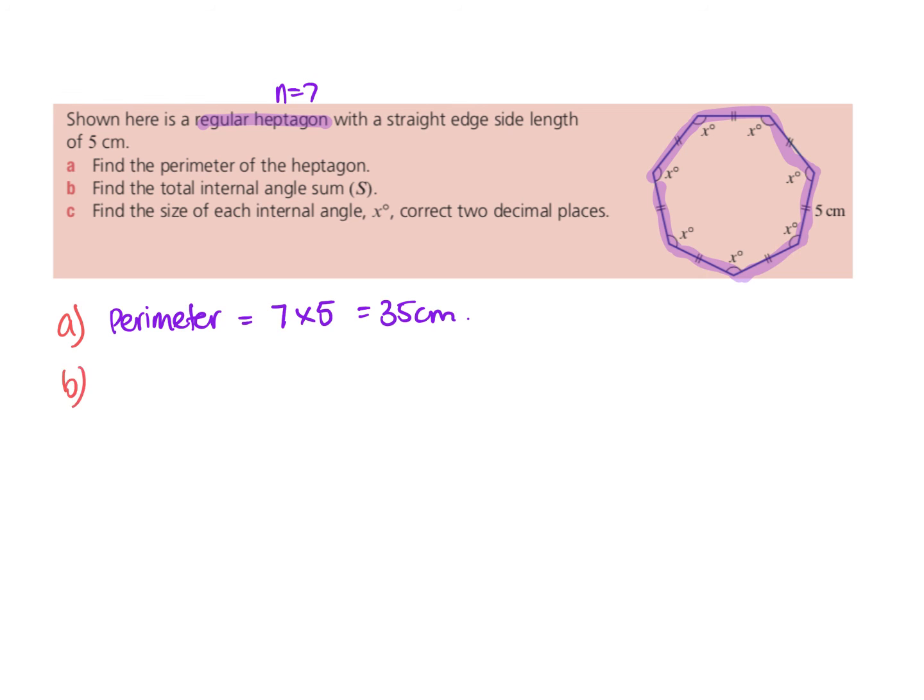Then we've got B. What's the total sum of all the angles inside? So we'll use our formula. Sum equals 180 times n minus 2. So 180 times 7 minus 2. So 180 times 5, which equaled 900 degrees.